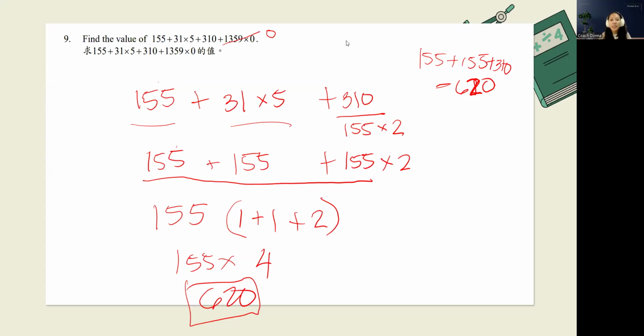No questions? Okay, if none, let's proceed. So we have number 10. We're asked to find the value of 88 multiplied by 45.